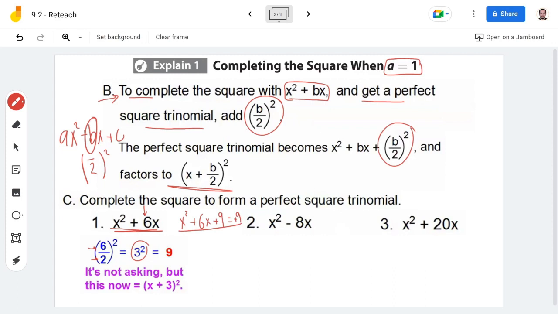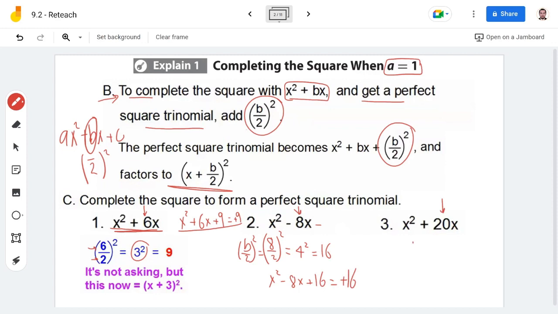Same thing here, we do the same thing. So 8, okay, b over 2 to the power of 2. Now 8 over 2 to the power of 2. 8 over 2 is equal to 4 to the power of 2, which is equal to 16. So the answer would be x to the power of 2 plus 8x plus 16, equal to plus 16 for both sides.